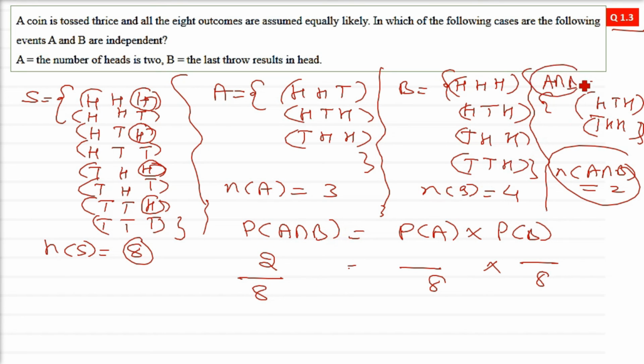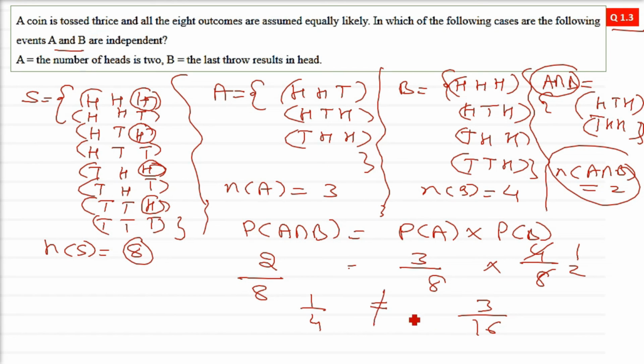A intersection B, number of element is 2. PA, number of element is 3. PB, it is 4. Now multiply the right hand side, you are going to get 3 by 16. And what about the left part? It is 1 by 4. So 1 by 4 isn't equal to 3 by 16. That means these 2 events are not independent, or in other words, they are dependent.